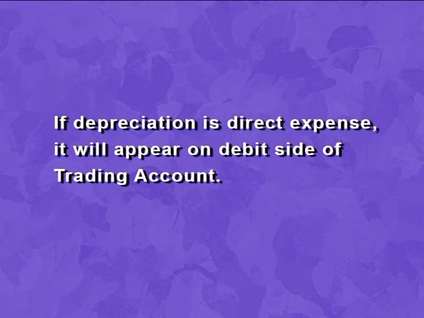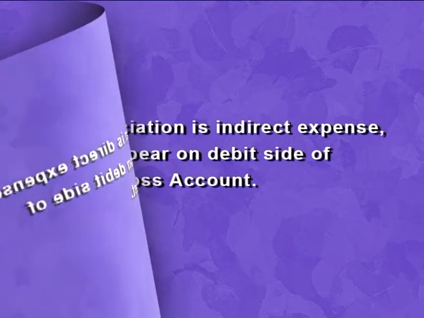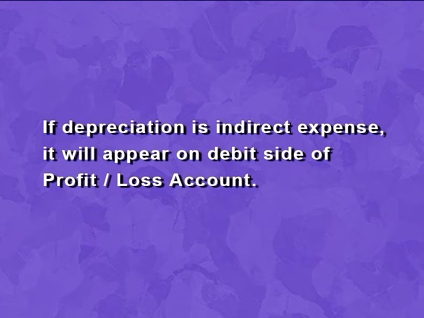What you should note here is that as our example is talking about an asset called office building, it is not a direct expense for us. The depreciation is an indirect expense. Had this been factory machinery or factory building, it would have been a direct expense and would have been shown in the trading account. This being an indirect expense for the business, as it relates to office building, it will appear on the debit side of profit or loss account.